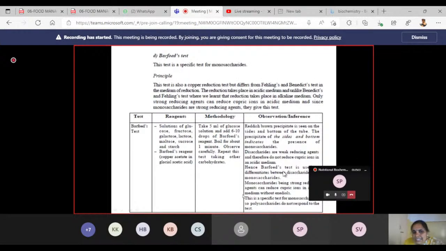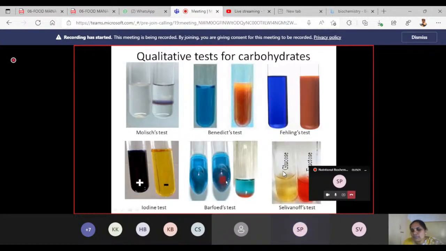So in acidic medium, only monosaccharides can act as reducing sugars. So whether monosaccharides will give you a positive test or disaccharides will give you a positive test? Which will give you a positive test? Monosaccharide. Okay. So if you're not getting a reddish brown precipitate at the bottom, it's a disaccharide. So remember that monosaccharides can act as reducing agent in acidic medium. Disaccharides cannot act as reducing agent in the acidic medium. So only monosaccharides will answer this test.